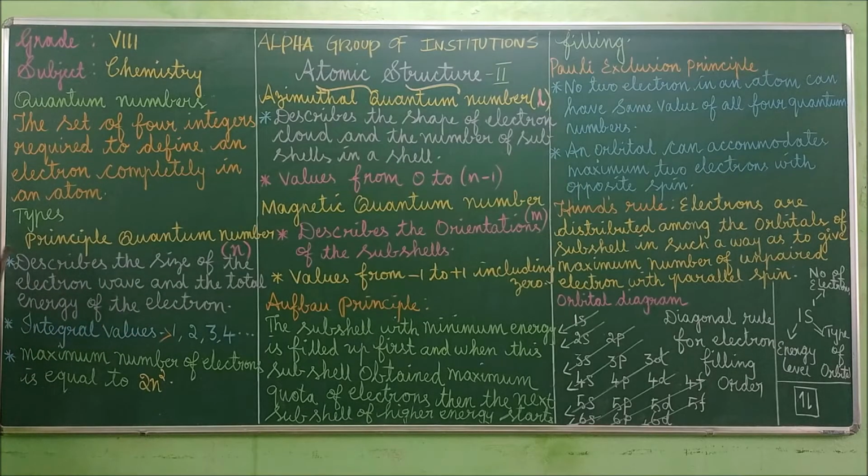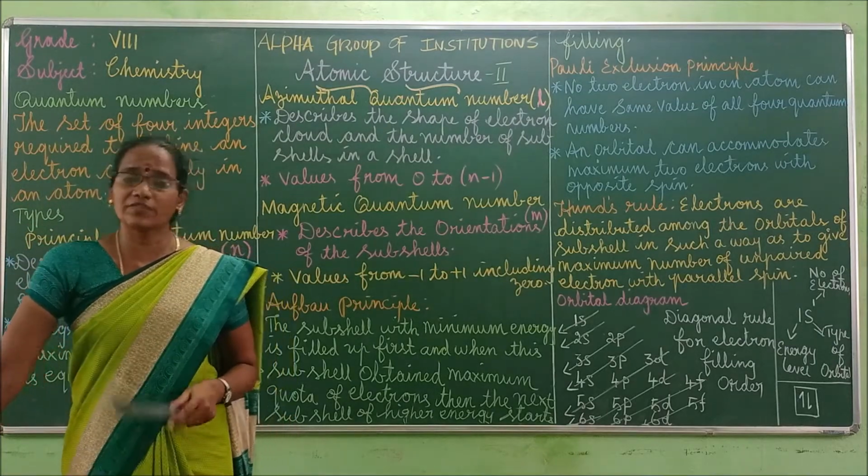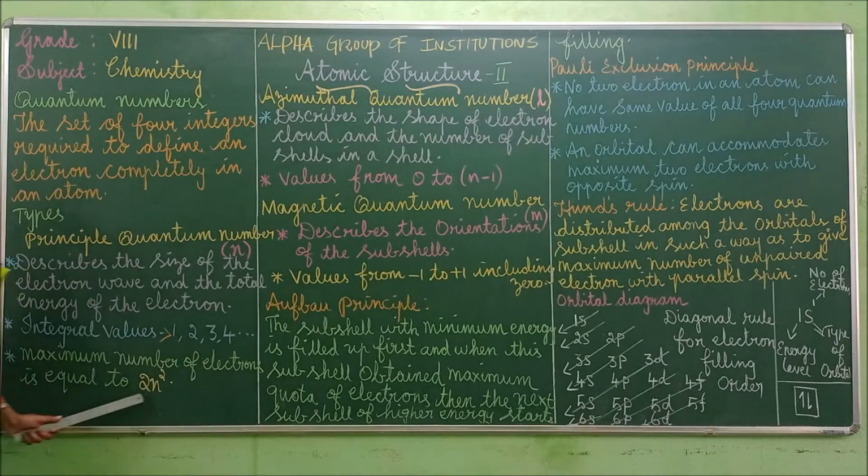The principal quantum number has integral values starting from 1, 2, 3, 4, etc. It describes the size of the electron wave and the total energy of the electron. Next, the maximum number of electrons that can be accommodated in each energy shell is given by 2n squared. This point is also important in the principal quantum number.